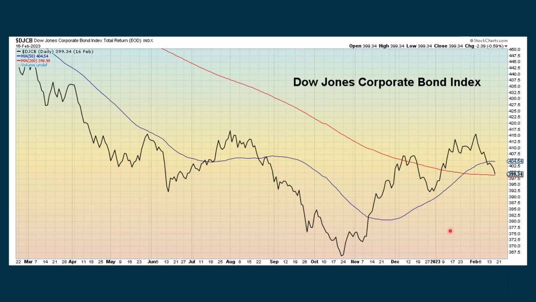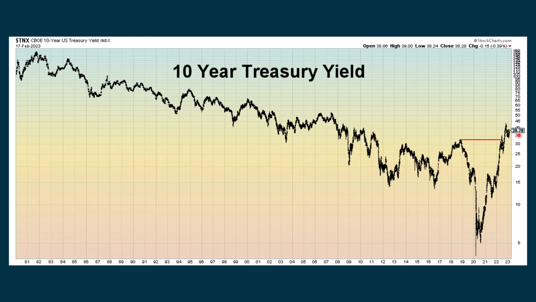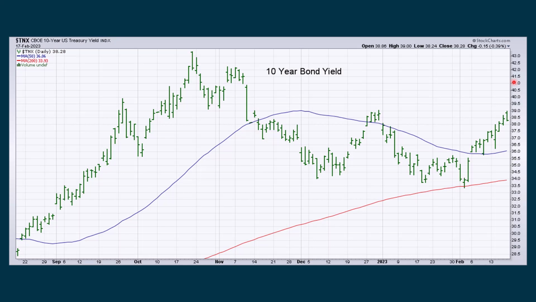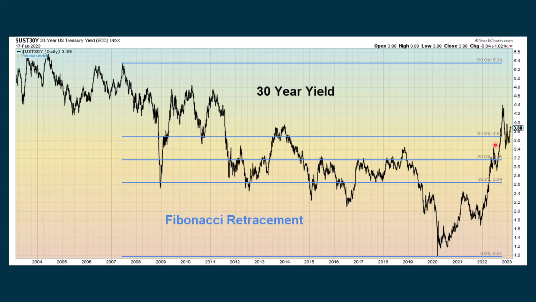Here's the Dow Jones Corporate Bond Index. After giving us a recent golden cross, it is now showing some weakness. Here's the 10-year Treasury yield, which is starting to go back up. Here's another look at that as well. We're currently at 3.828%. And here's another one showing the yield of the 10-year bond, where we came all the way down to the 200-day moving average. We're bouncing up off of that, and interest rates are continuing to go back up.